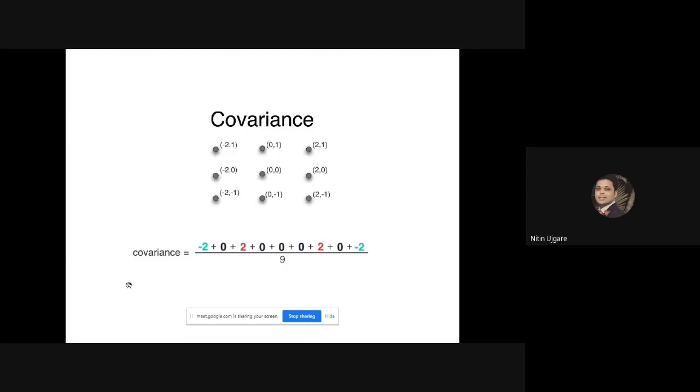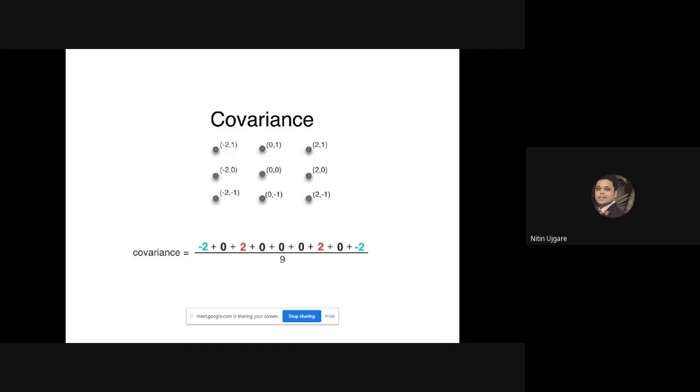So 0 divided by 9, that means what is the answer, Agam? What is the answer? 0 divided by 9? 0, sir. Yes, whenever your set of points has a 0 covariance, that means their variance is very small actually, very small.